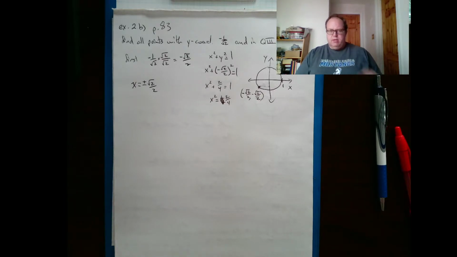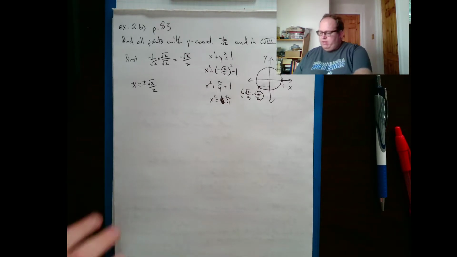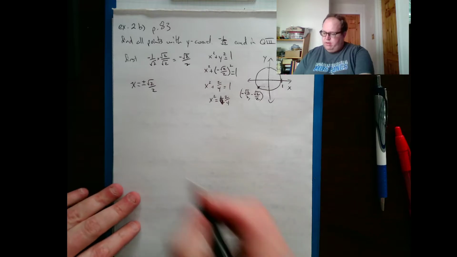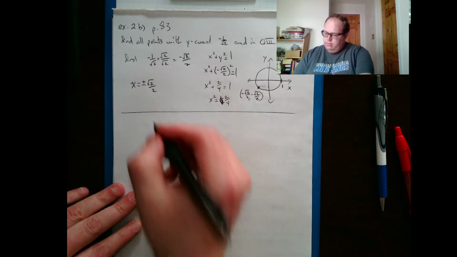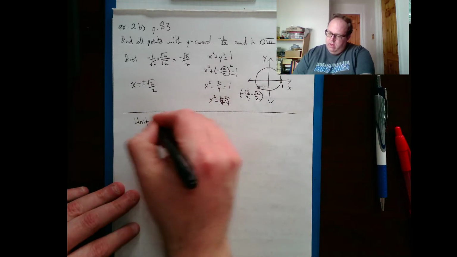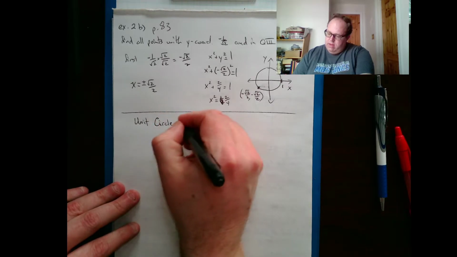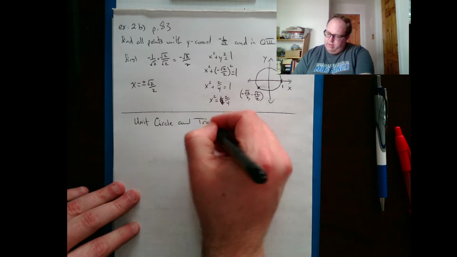Now I want to talk a little bit about how the unit circle connects us back to trigonometry, and it's going to do it through those special triangles. So we'll call this the unit circle and trigonometry.